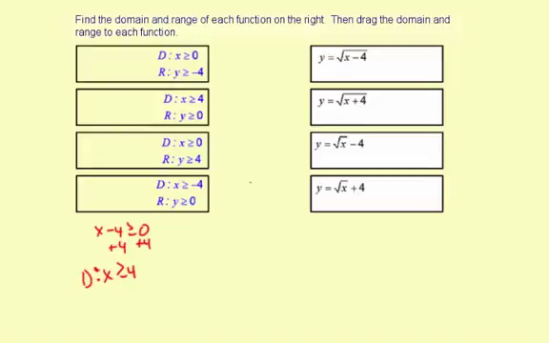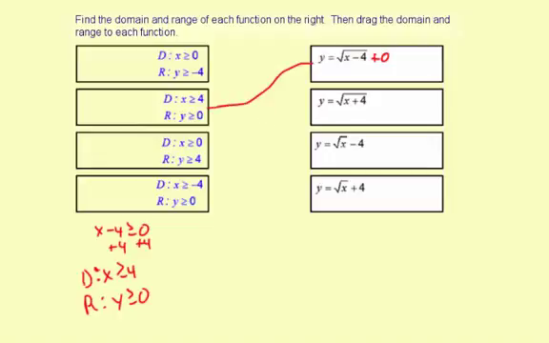And then for the range, you look for a number outside of the square root symbol here. There is no number, it's an invisible 0, so it's like saying plus 0. So your range, y is greater than or equal to 0. So that matches here.